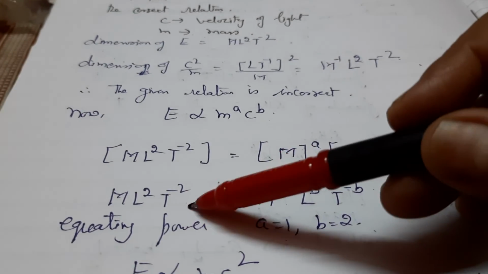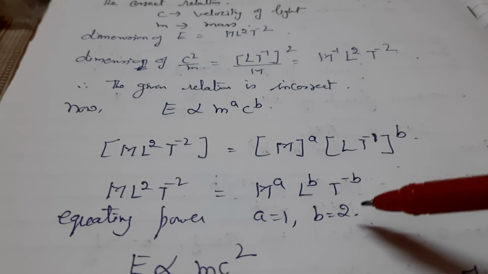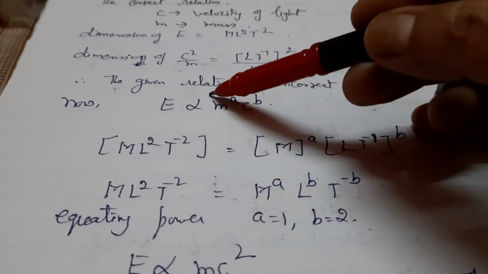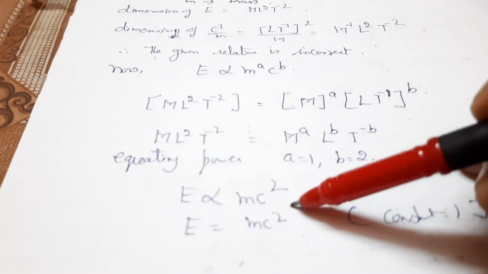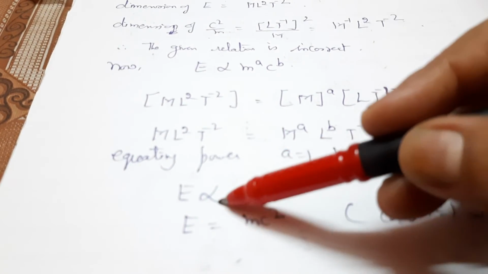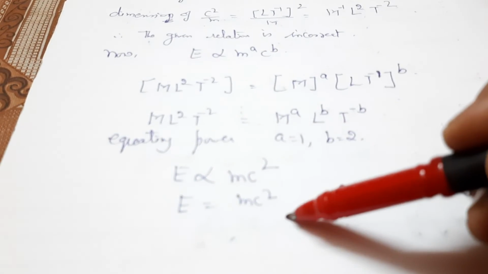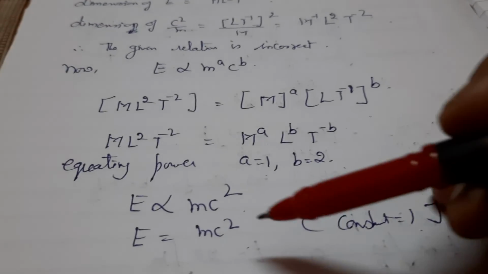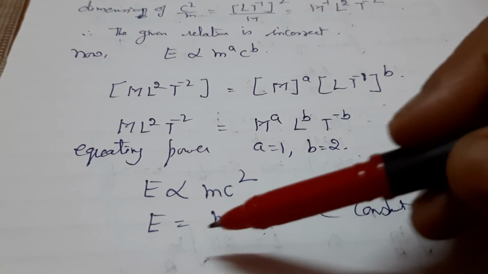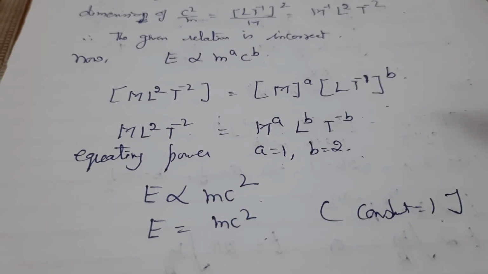Here you can check also: minus 2 is equal to minus b, so b is equal to 2. So what is coming here? E is directly proportional to mc square. And here E is equal to mc square, because the proportionality constant is 1. So in this way we are getting the correct relation, E is equal to mc square.